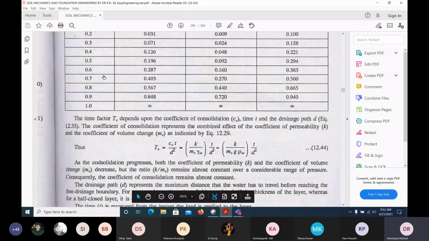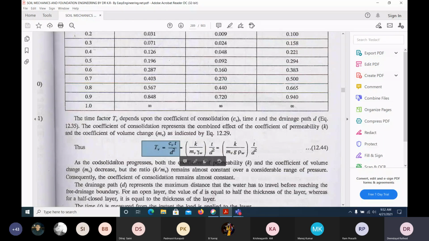So finally, what you should remember is that the time factor Tv depends upon the coefficient of consolidation. If you are not following that differential equation, no problem, you can go through it once. It's simple only. So here what you will get is Tv is equal to Cv t by d square. These things we have to remember. Understand? So here time factor Tv depends upon the coefficient of consolidation, time, and the drainage path. Drainage path, I have seen the d.